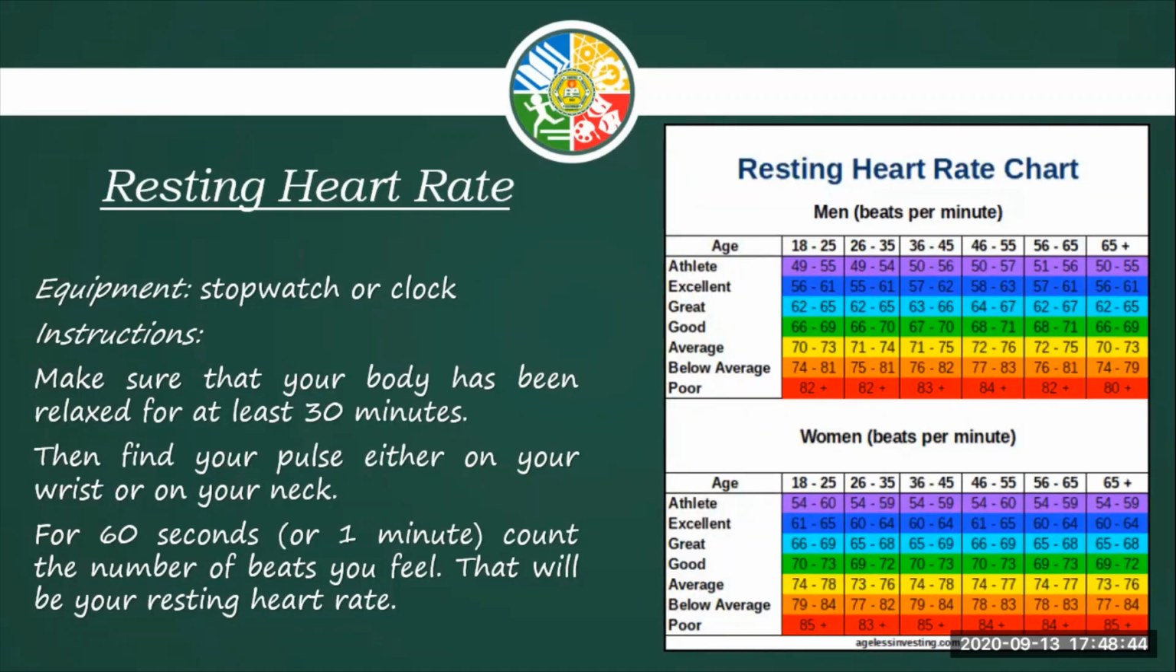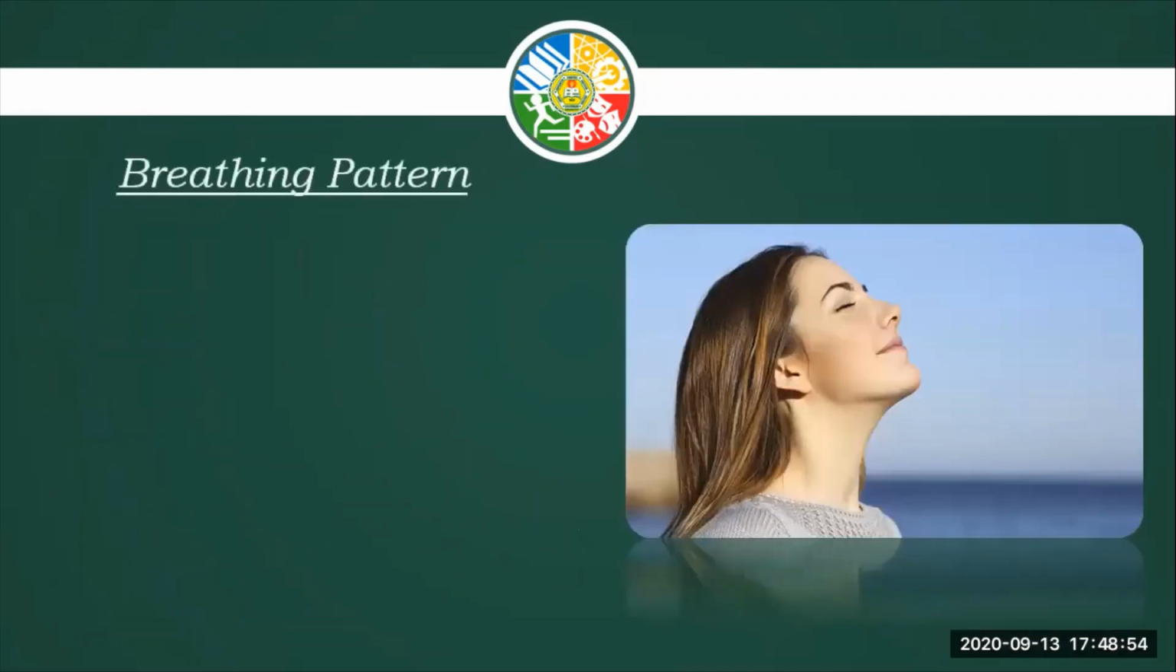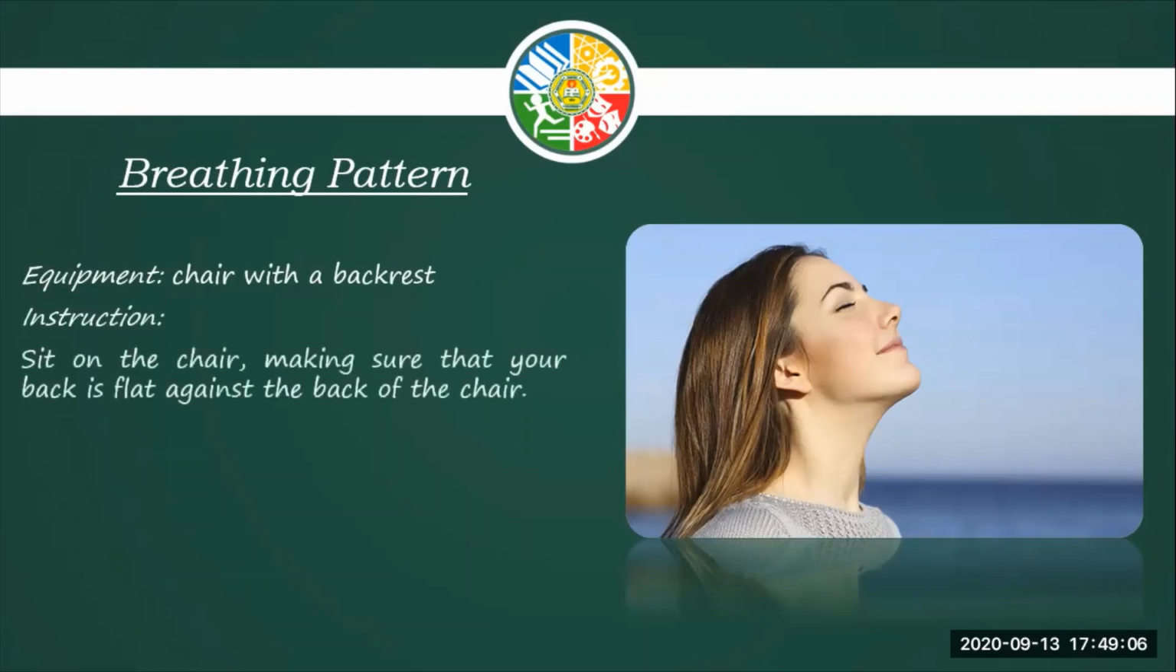This time, try to evaluate your resting heart rate. What is its classification? Have you found the classification? Please take note of that. For the next assessment, we'll be trying to assess your breathing pattern. All you need is a chair with a backrest. If you already have the chair, please follow the instruction.